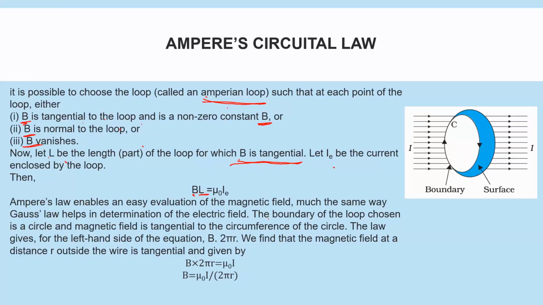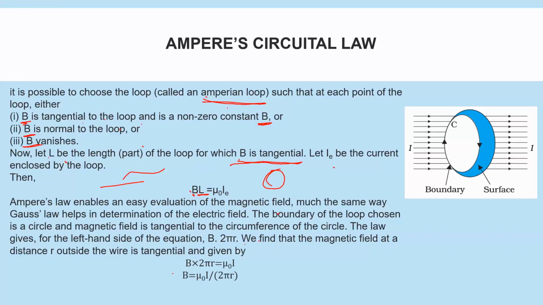Okay, so the boundary of the loop that is chosen is a circle, and the magnetic field is thus tangential to the circumference of the circle. So using this law, in the left hand side of the equation, since we are considering a loop, if we were considering just a straight or curved conductor, then we can only use the length, but right now we are using a loop, so we have to use the circumference of the circle. So in the left hand side of the equation, in place of L, we are going to substitute the circumference 2 pi r.